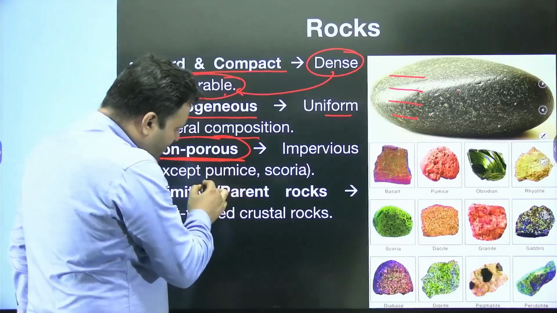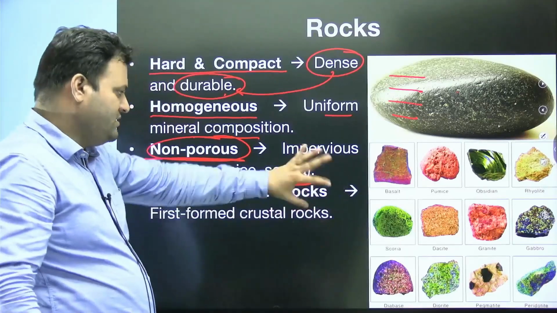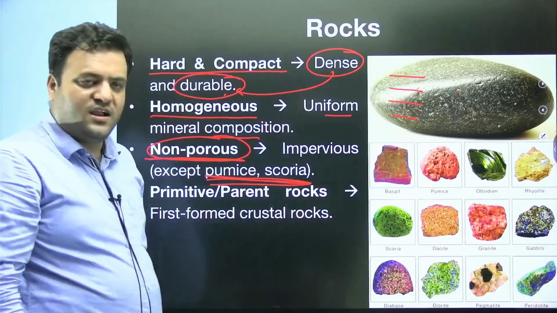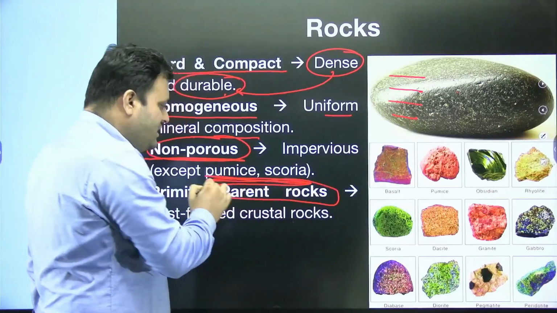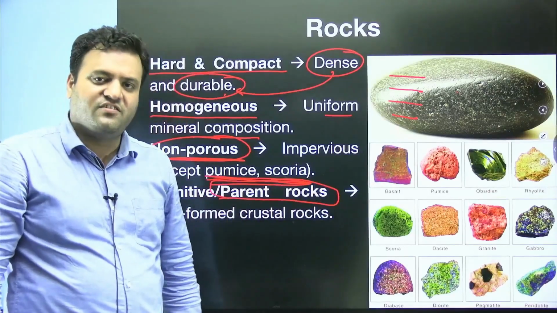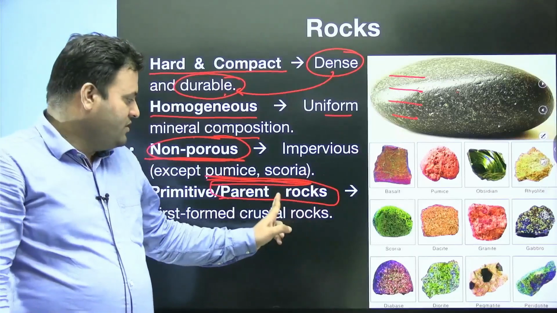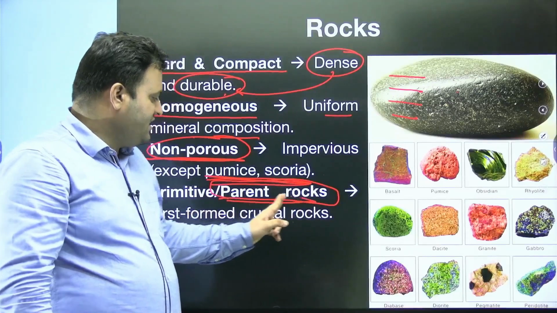Yes, we have pumice and scoria, which are rocks that are to some extent porous, but if you see other rocks, they are not porous. Primitive, I told you, parent rock means all the rocks which are there, sedimentary or metamorphic, they are actually the result of these igneous rocks. So igneous rocks are basically the parent rock.